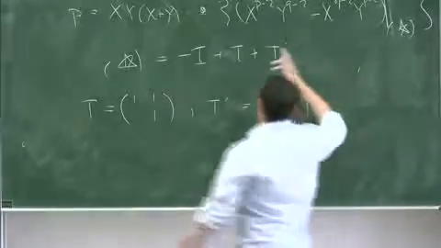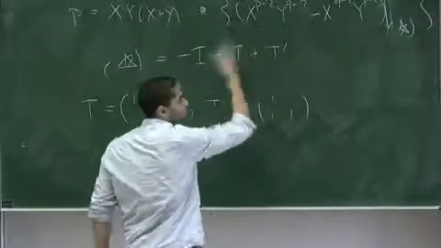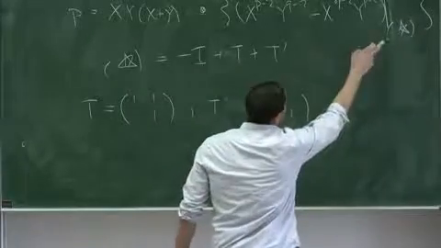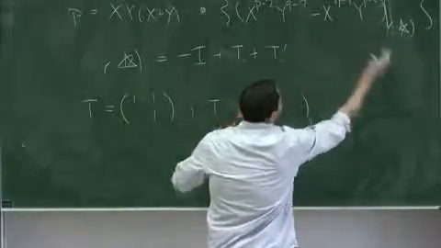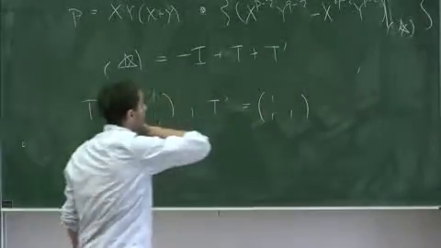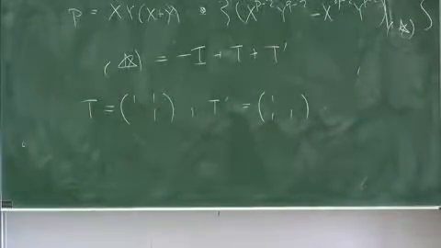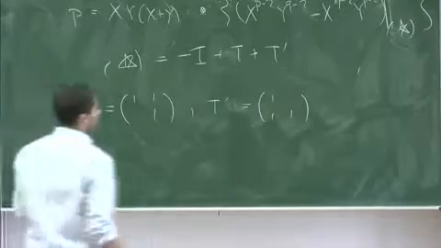So SL2Z acts on, say, x and y on the left, inducing a right action on the polynomials. So there's a natural right action of SL2Z on homogeneous polynomials. And so this is just that right action of this element. And you just compute, and you see this.